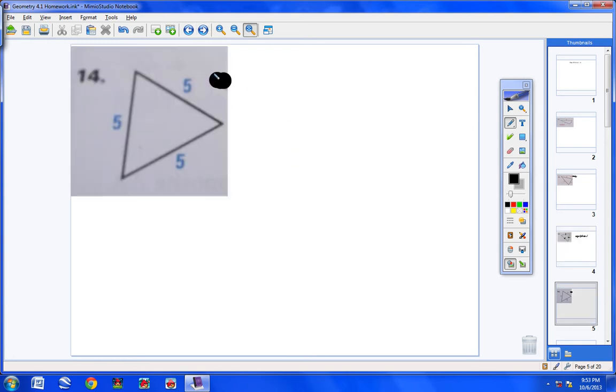Equilateral triangle. Okay? All right, let's move on to number 14. Once again, that's going to be the exact same type of triangle. We have lengths of 5, 5, and 5. And so, once again, based on its sides, the name of this triangle is an equilateral triangle, because all of the sides are congruent. Let's take a look now at number 15.